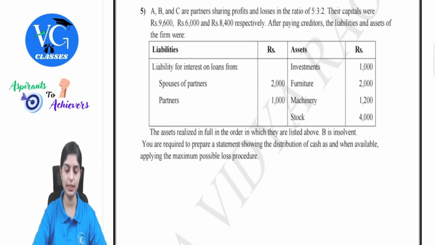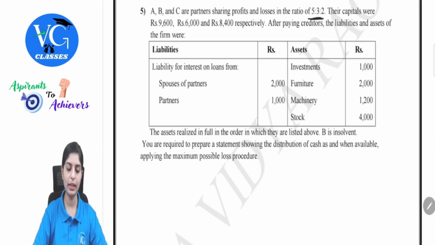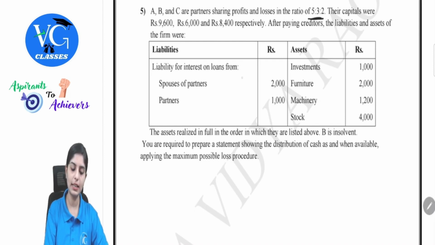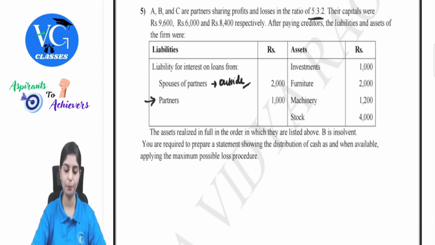A, B, and C are partners, sharing profits and losses in the ratio of 5:3:2. Their capitals were 9,600, 6,000, and 8,400 respectively. After paying creditors, the liabilities and assets of the firm are as follows. Liabilities: spouses of partners, this is nothing but outside liability; interest on loan from spouses of partners; and then partners' loan. Then there are investments, furniture, machinery, and stock. The assets are realized in full in the order in which they are listed above.